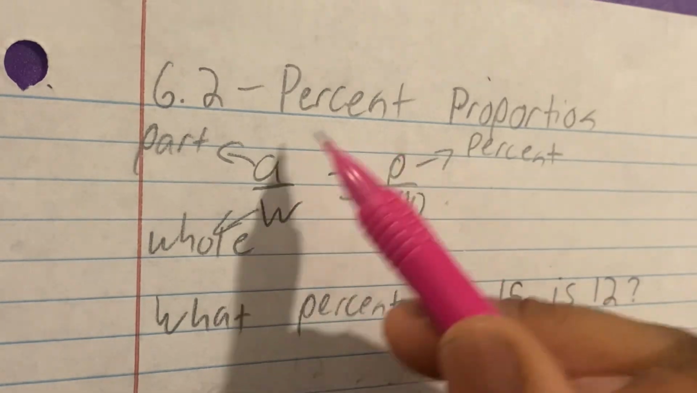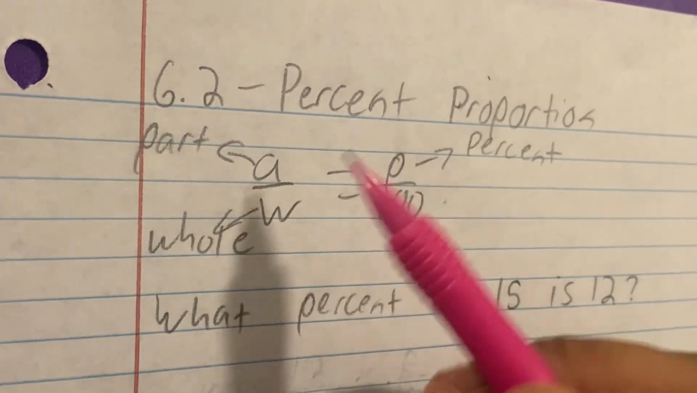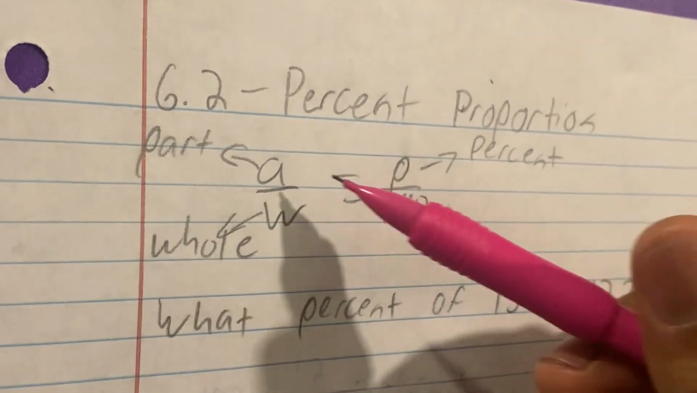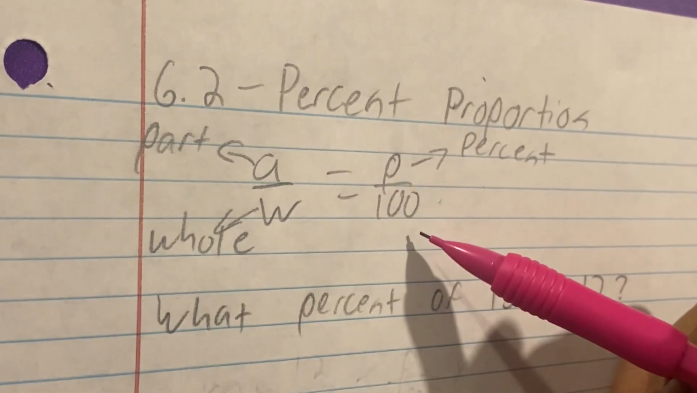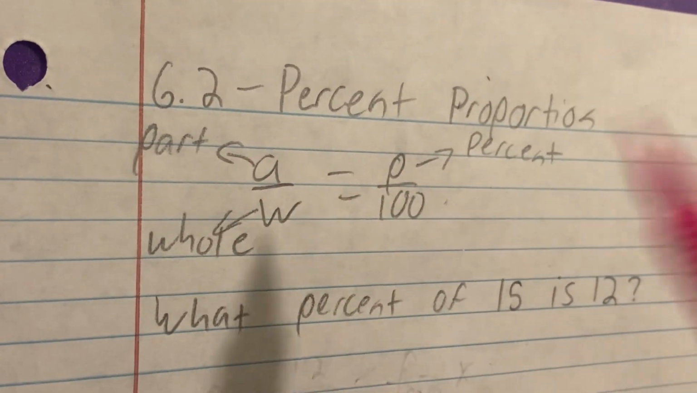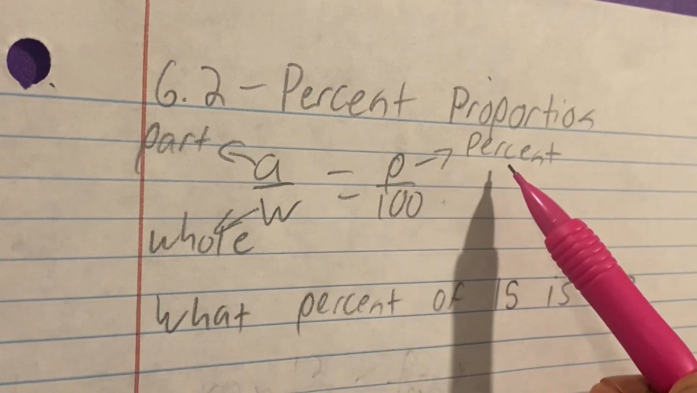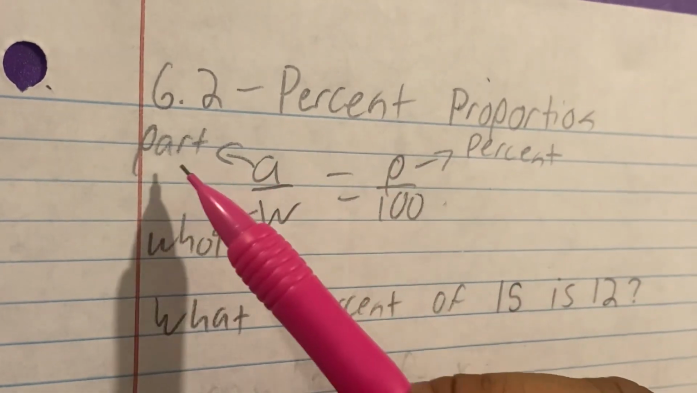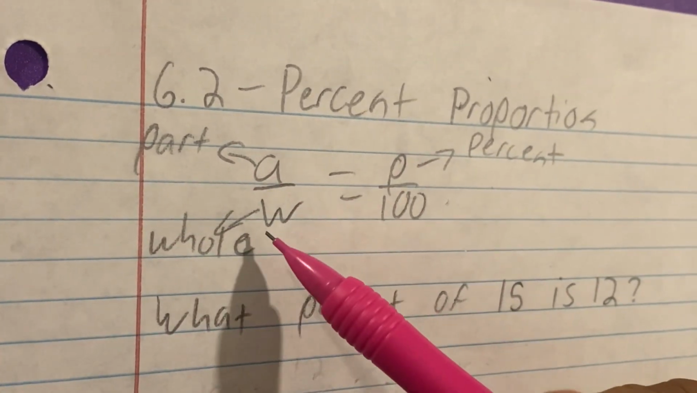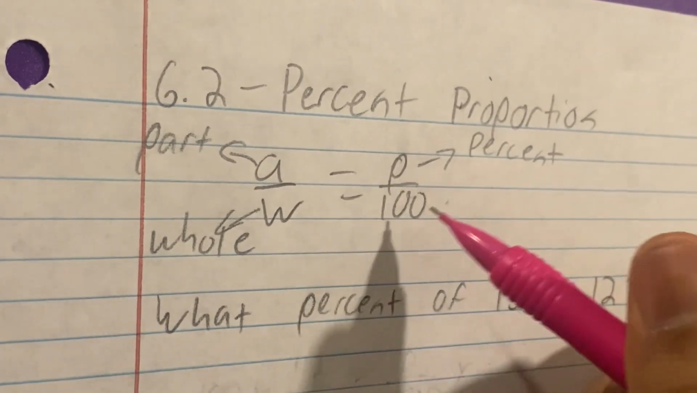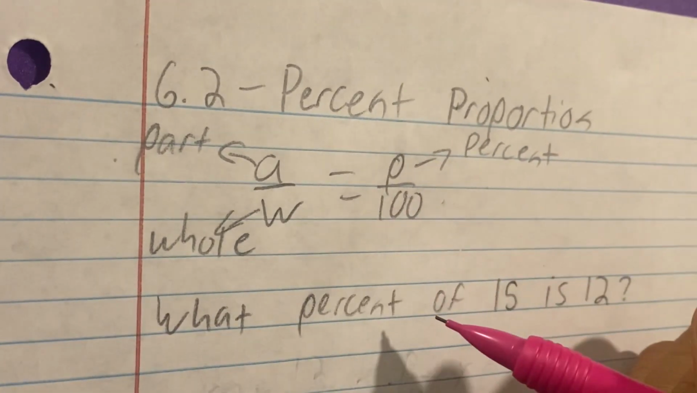To start, this is the formula we're going to be using this whole entire lesson. It's A over W equals P over 100. And what do each of these letters represent? I wrote it out here. P represents percent, A represents the part of the number, and W represents the whole of the number, and the P is always over 100. The percent is always over 100.